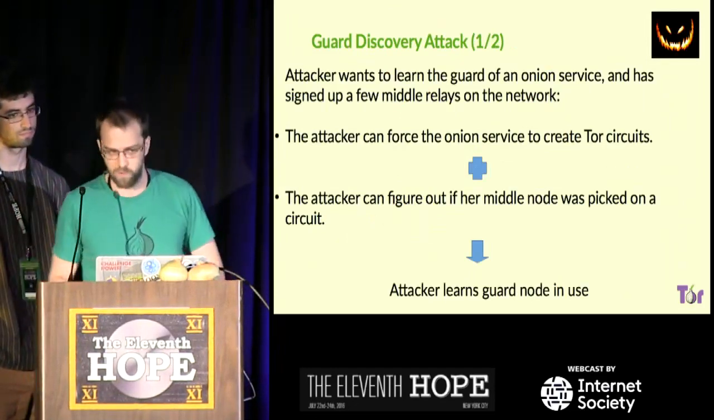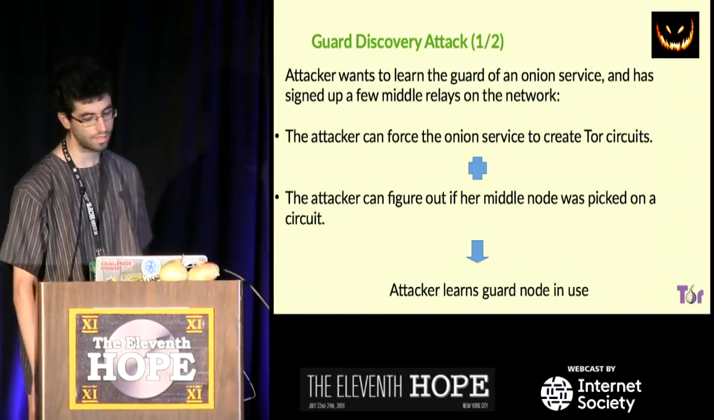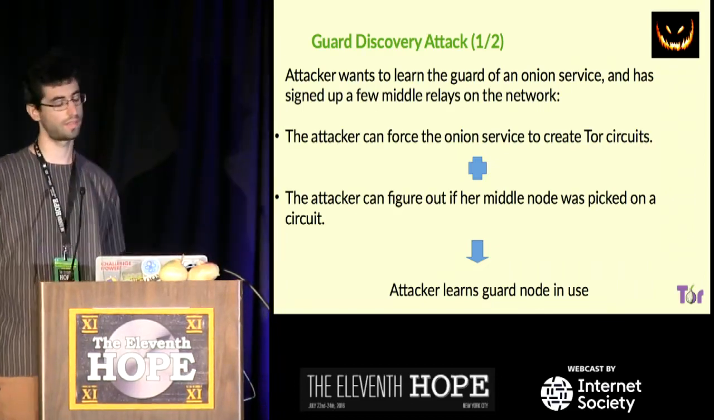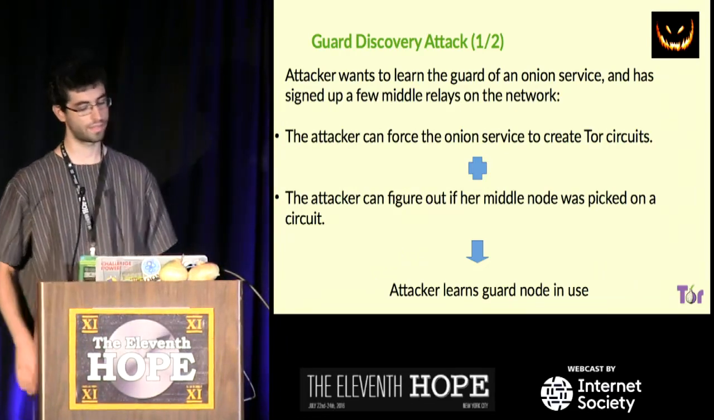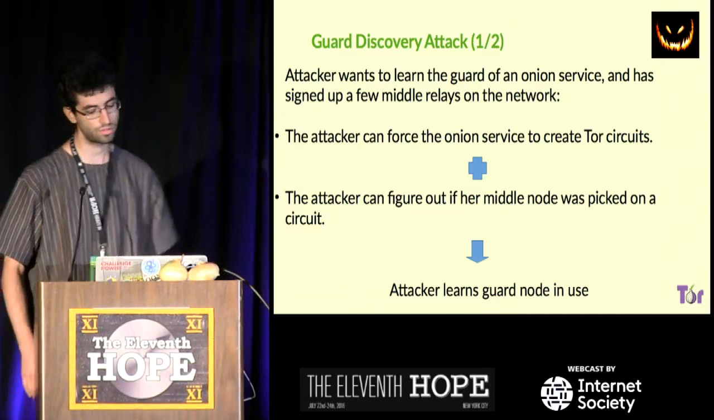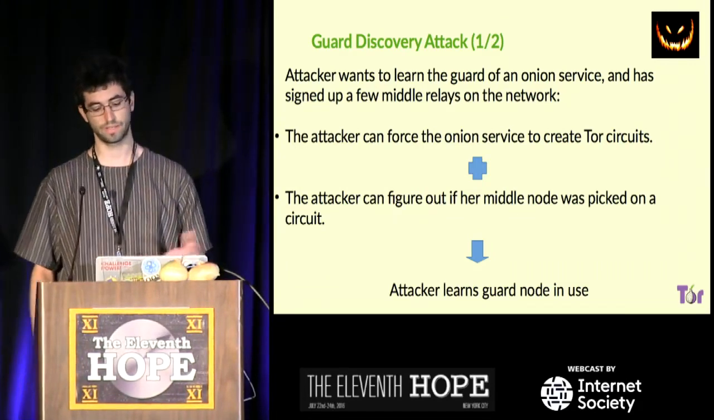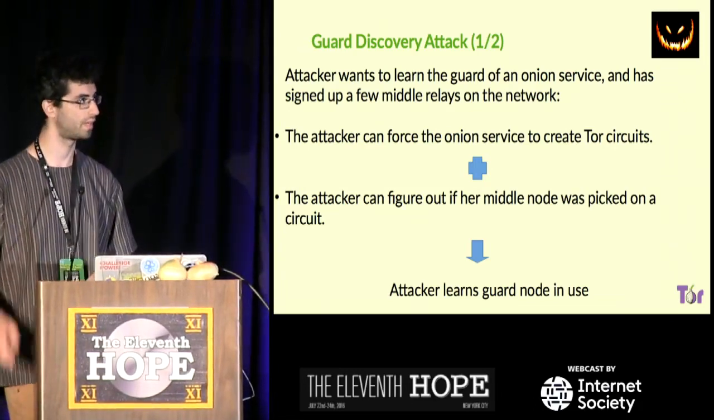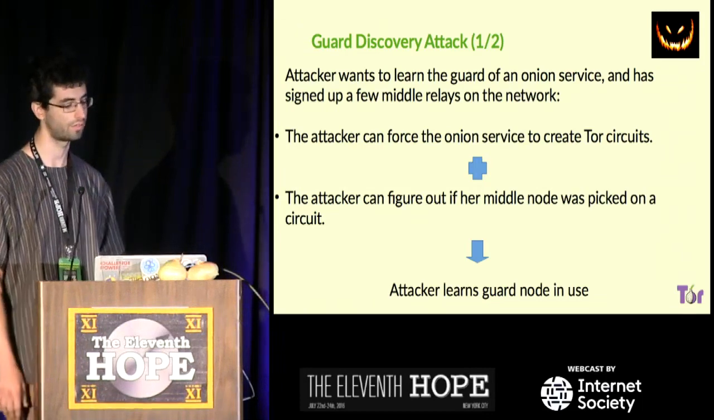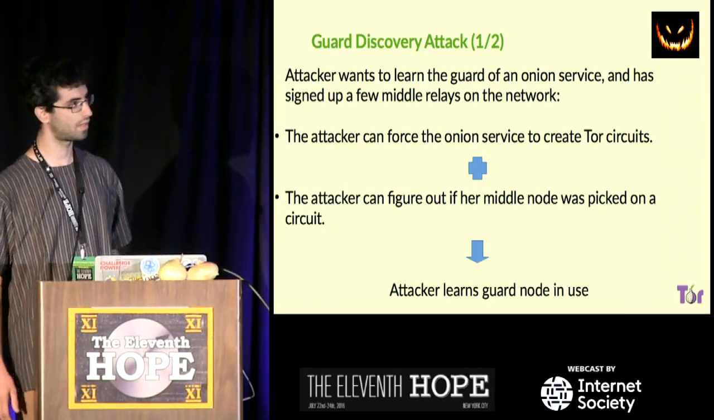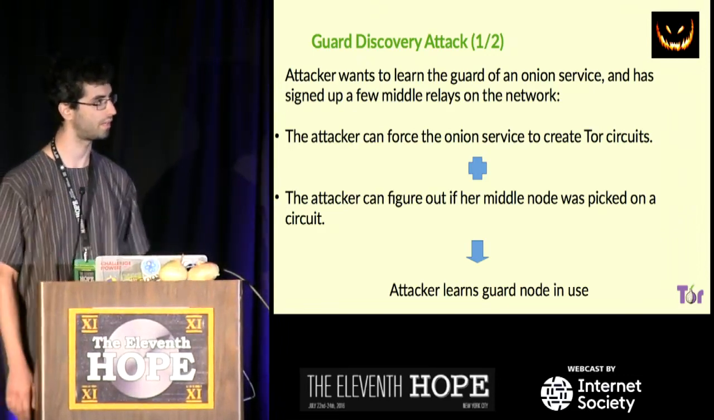Now, this is a much more fun attack. Okay, so here is another interesting attack. Imagine that there is an attacker, that pumpkin thing on the top right, which wants to learn the guard node of an onion service. Guard node is the first hop of every circuit from an onion service. So it's basically the only relay on the whole network that knows the IP address of the onion service. So it's a significant relay for that onion service. Now, imagine that the pumpkin has also set up a few middle relays around the network, malicious, bad relays.